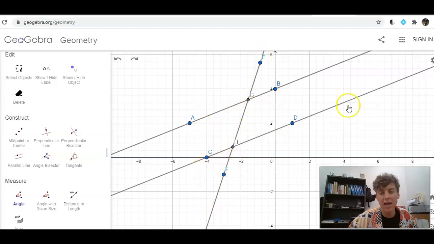Exterior, we're going to be outside the lines this time. So let's look at angle EGB and its alternate. Let's try the other side of G. Was that any better? I don't think it was.